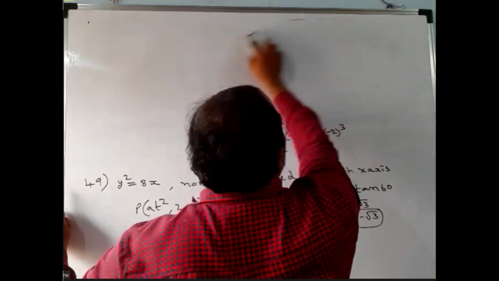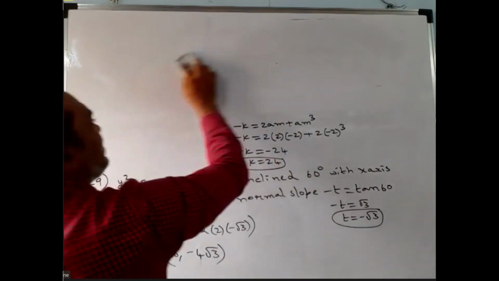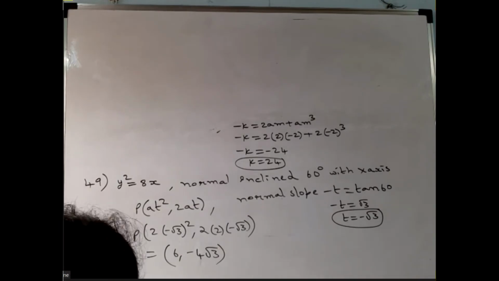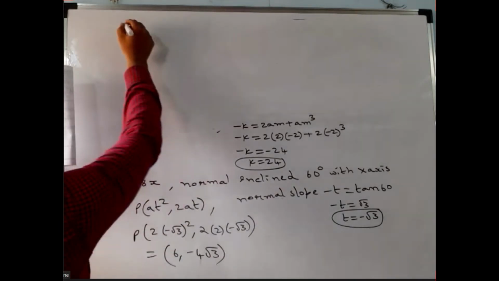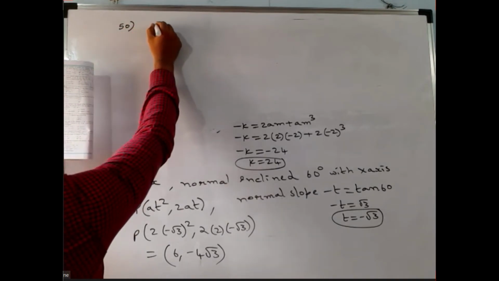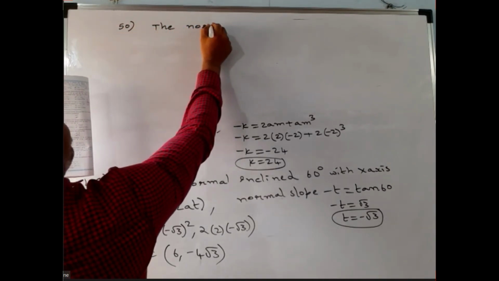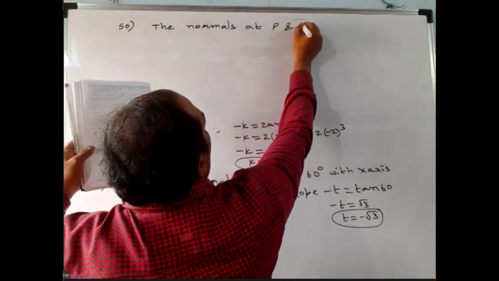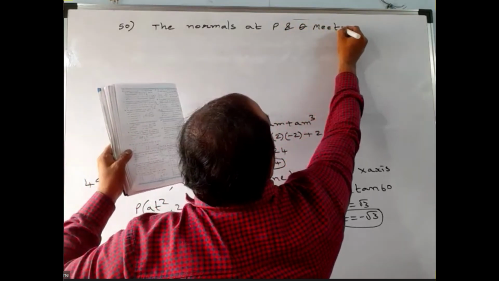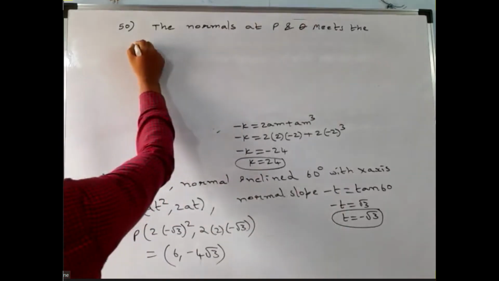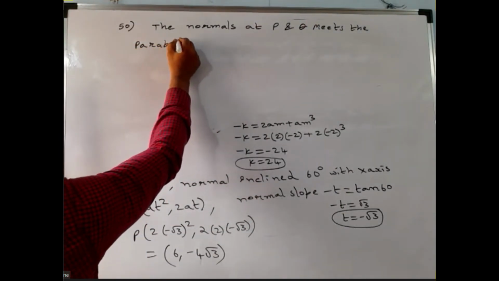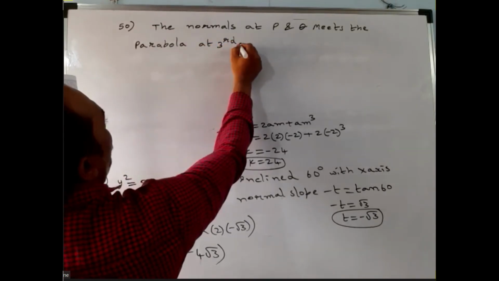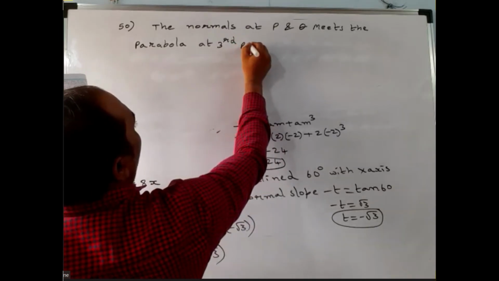Normal slope m is equal to minus t. Anybody say the 50th question? Write down. The normals at P and Q meet the parabola at a third point R. So anybody say?